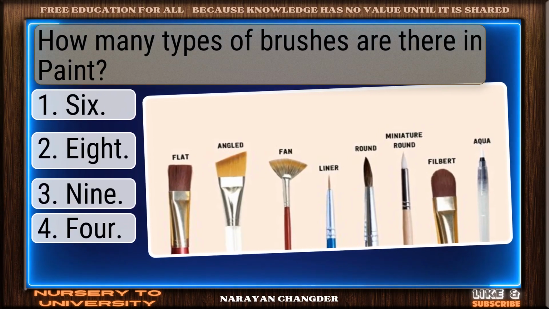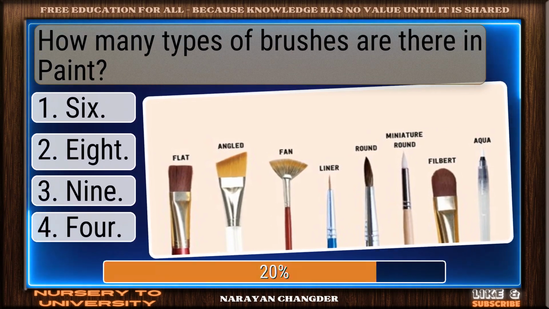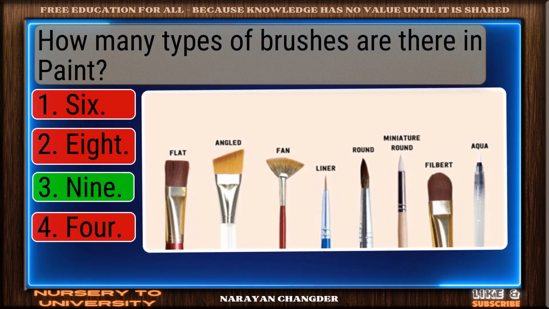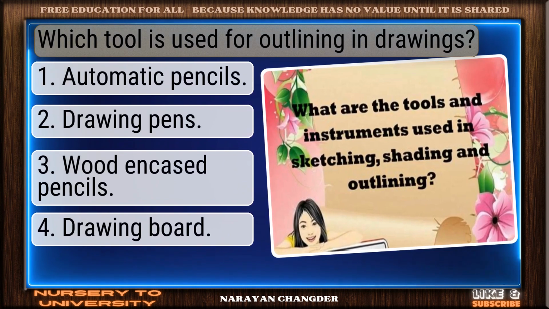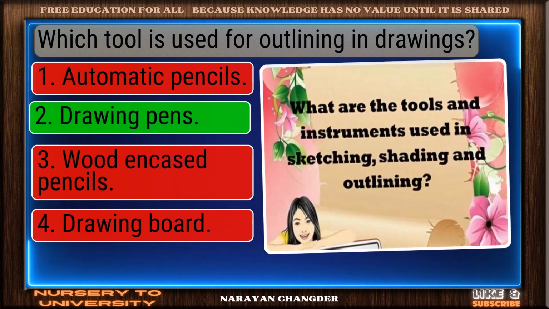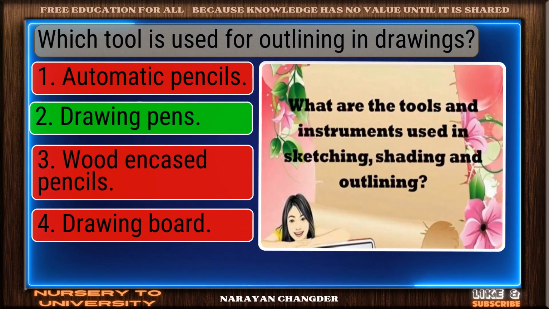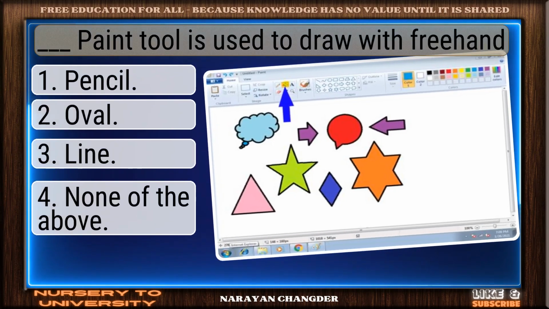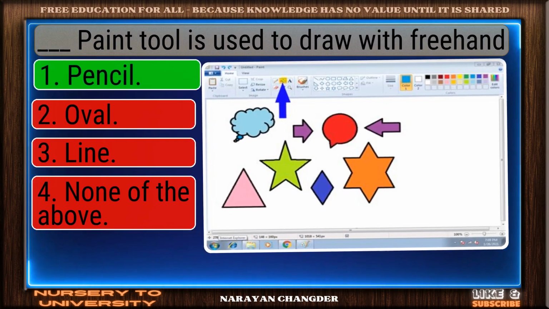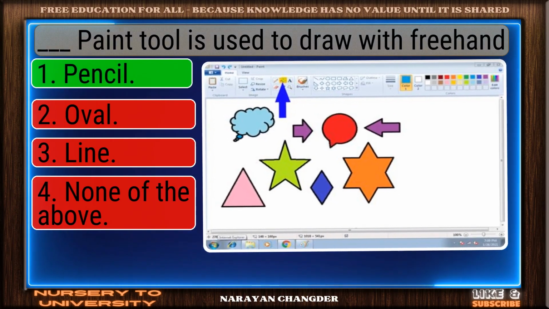How many types of brushes are there in paint? On track. 9 is correct. Which tool is used for outlining in drawings? Nice work. Drawing pens fits perfectly. Dash paint tool is used to draw with freehand. Great thinking. Pencil is right.